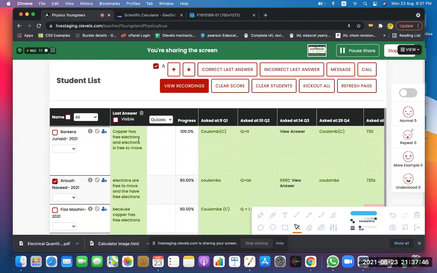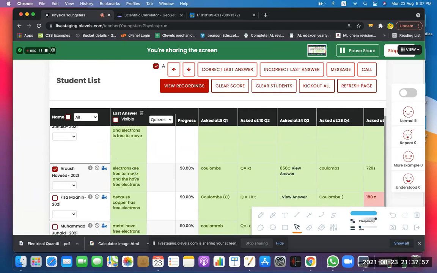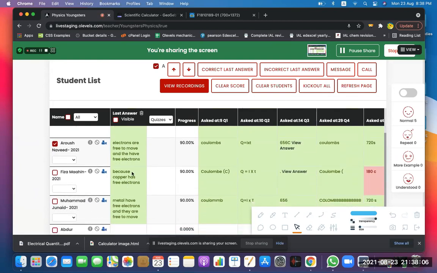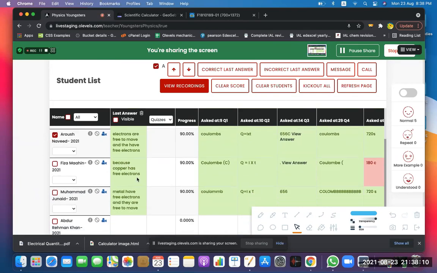Copper has free electrons, and electrons are free to move. Electrons, but look right here, electrons are free to move, not is, okay? Everyone wrote that electrons are free to move. You have to write metals have free electrons. Arush, your answer is still correct because copper has electrons. Very good. Metals have free electrons and they're free to move.